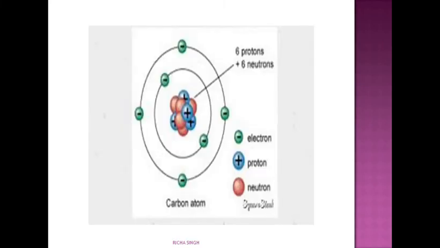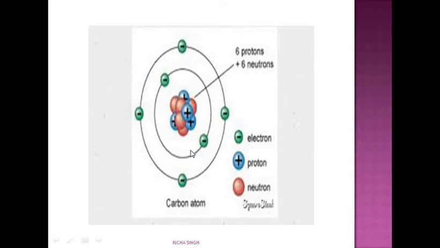So this is the structure of the carbon atom. This also must be clear to you. We have done this in class 9th. Here you can see there are 6 protons and 6 neutrons in the nucleus of the carbon atom, and 6 electrons are placed like this: 2 in the first orbit, that is K, and 4 in the next orbit, that is L.